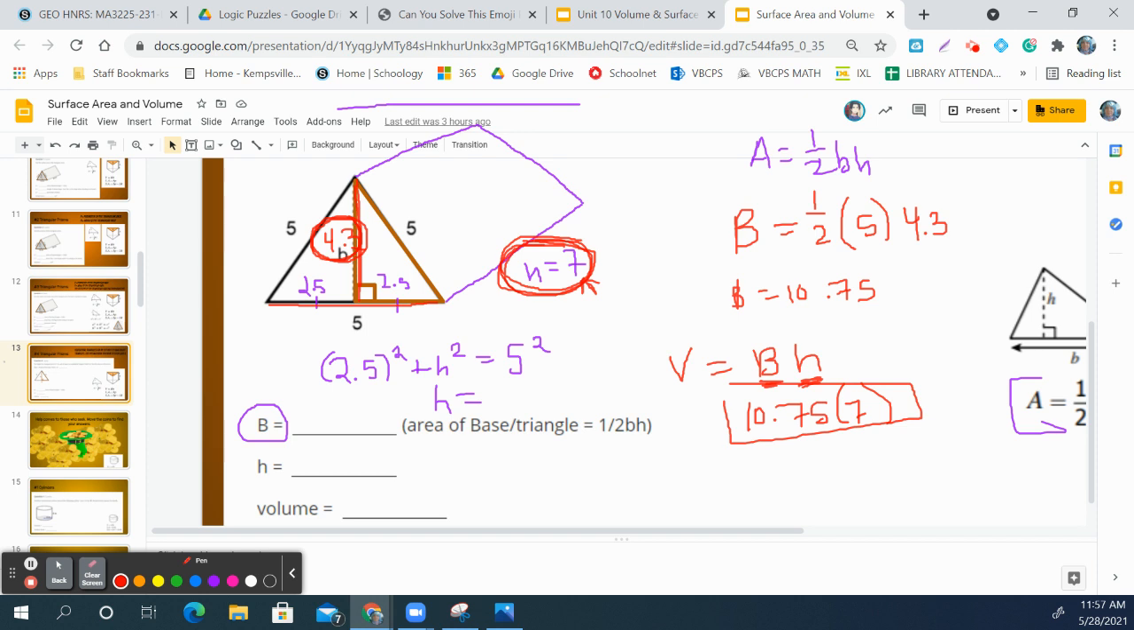Oh, by the way, don't put 10.75. Yeah. 10.8. I can fix that. No, I'm saying like I didn't put it in yet. Oh, okay.